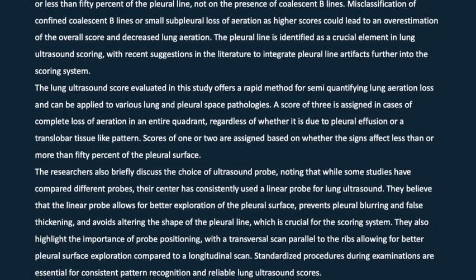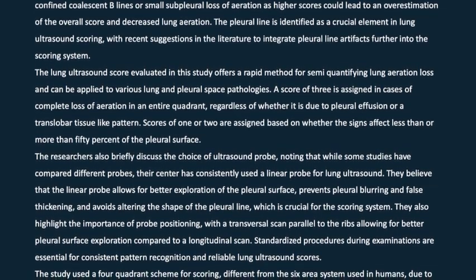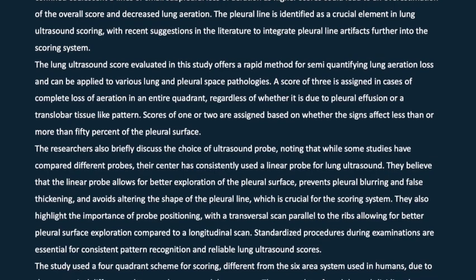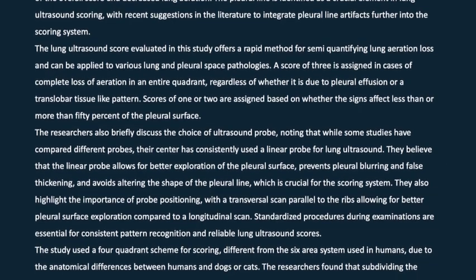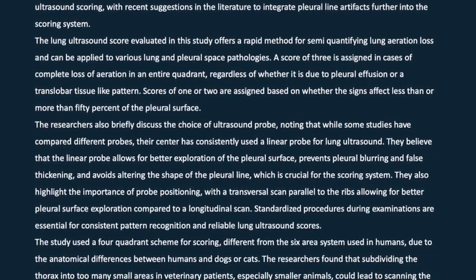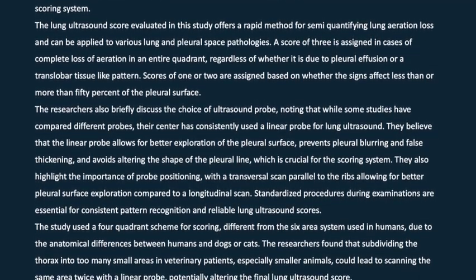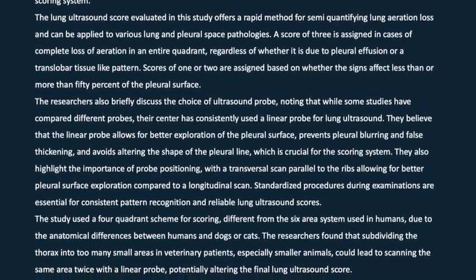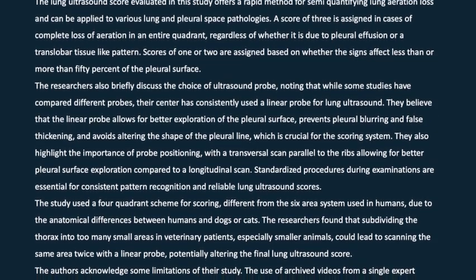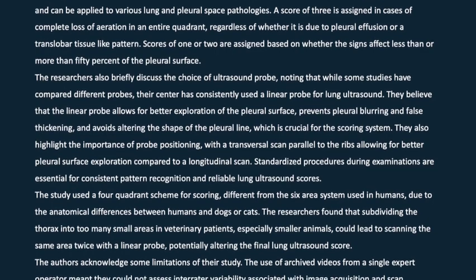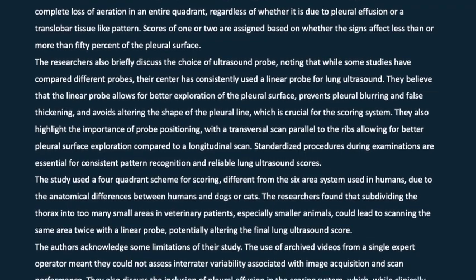The researchers also briefly discussed the choice of ultrasound probe, noting that while some studies have compared different probes, their center has consistently used a linear probe for lung ultrasound. They believe that the linear probe allows for better exploration of the pleural surface, prevents pleural blurring and false thickening, and avoids altering the shape of the pleural line, which is crucial for the scoring system. They also highlight the importance of probe positioning, with a transversal scan parallel to the ribs, allowing for better pleural surface exploration compared to a longitudinal scan. Standardized procedures during examinations are essential for consistent pattern recognition and reliable lung ultrasound scores.